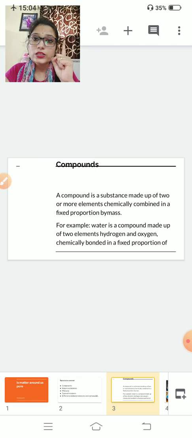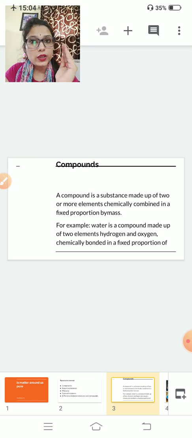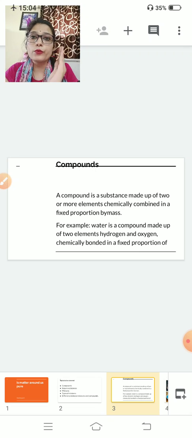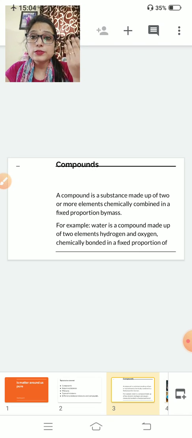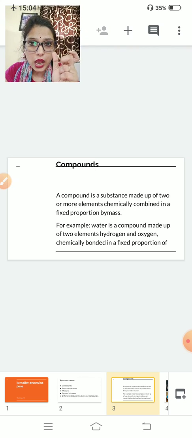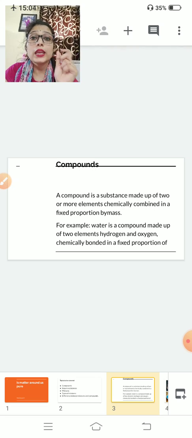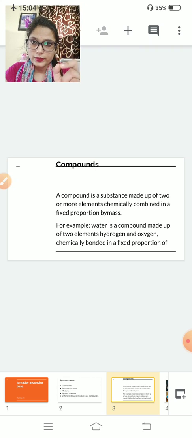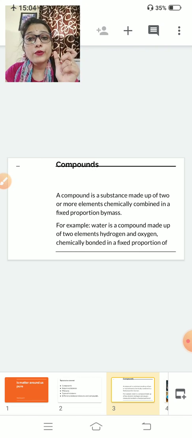Compound is a pure substance which is made up of two or more types of elements which are chemically bonded. This term is very important. Which are chemically bonded in a fixed proportion. Clear? This is the difference between mixture and compound. In mixture there is no fixed proportion, but in compound there is a fixed proportion.